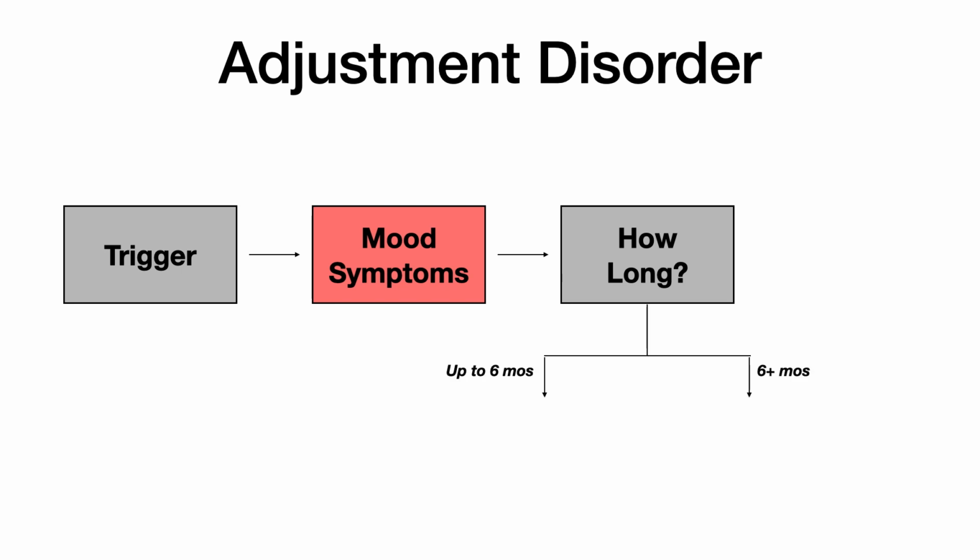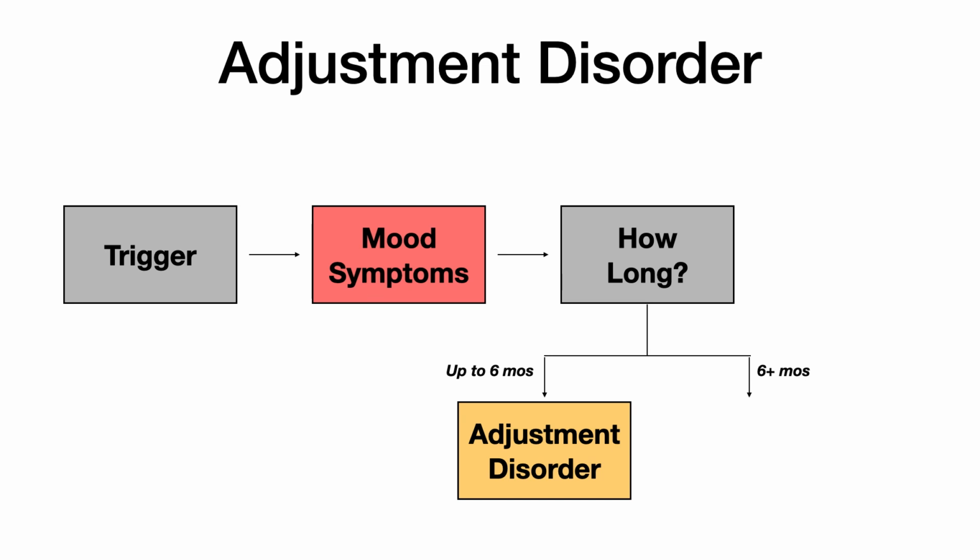And the answer to that question really guides you clinically, because if the event and the subsequent mood symptoms have only lasted up to 6 months, meaning basically up to the last day in the 5th month, that's adjustment disorder. But as soon as those symptoms go beyond the 6-month mark, so now you're at 6.0 months or greater, if they're still having those mood symptoms in response to the triggering event, that's generalized anxiety disorder.